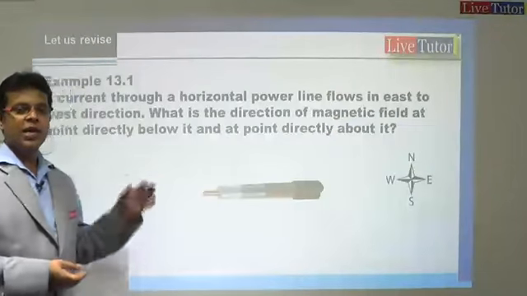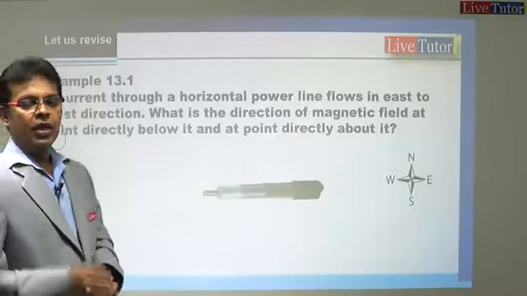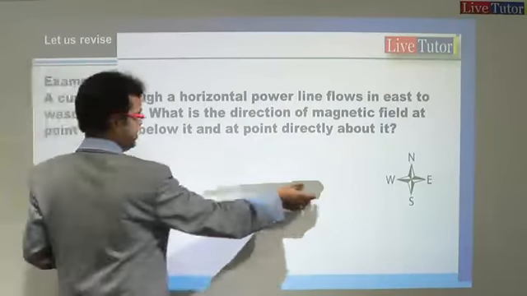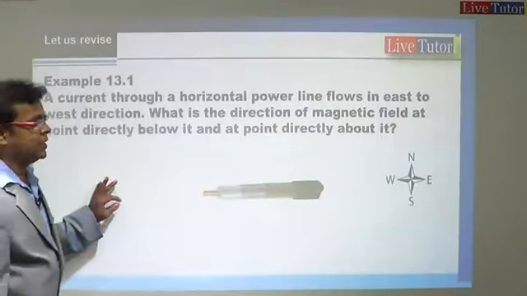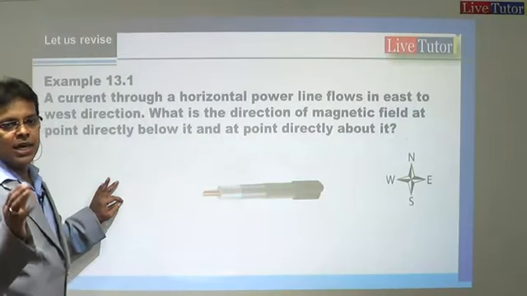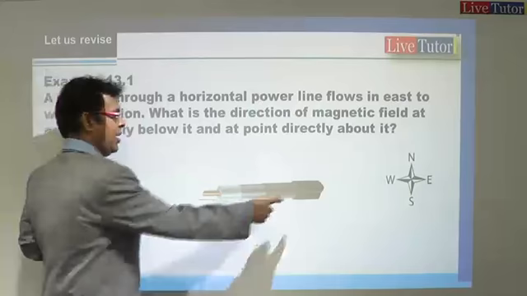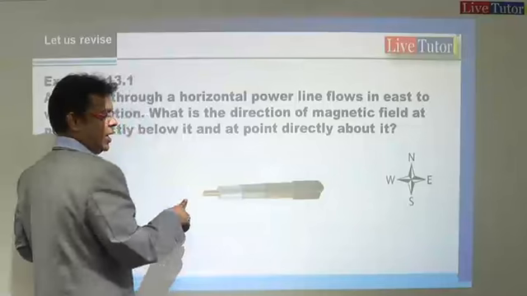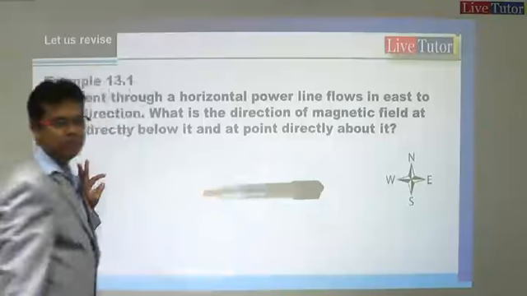Now there is another board exam question. A current through a horizontal power line, a cable, is flowing in the east-west direction. What is the direction of the magnetic field at a point directly below it and at a point directly above it? The power cable is kept horizontal, the current is flowing through this, and they are asking the direction of the magnetic field above and below it.